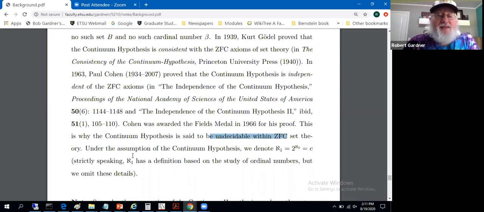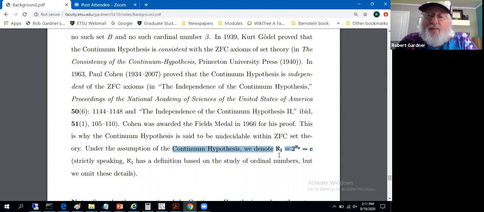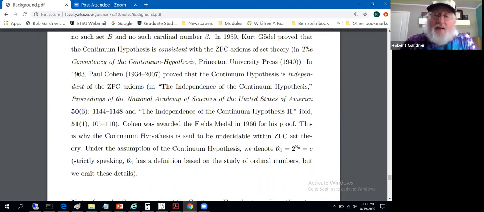Under the assumption of the continuum hypothesis, we'd say aleph 1 equals 2 to the aleph naught equals c. This is the continuum hypothesis boiled down to the little symbols we've introduced. It's the first time we've used aleph 1. We'd use aleph 1 because under the continuum hypothesis, that's the next level of infinity after aleph naught. So if you assume the continuum hypothesis, you'd call the cardinality of the continuum aleph 1.